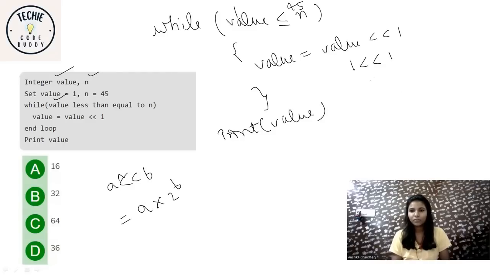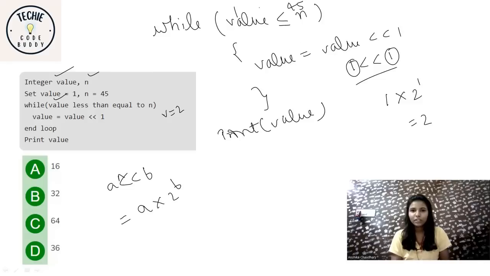Now we have to take it as 1 into 2 raised to the power 1, because at the place of A there is 1, and at the place of B there is 1. So it will give 2. Okay, now the value is 2. I am writing it here.